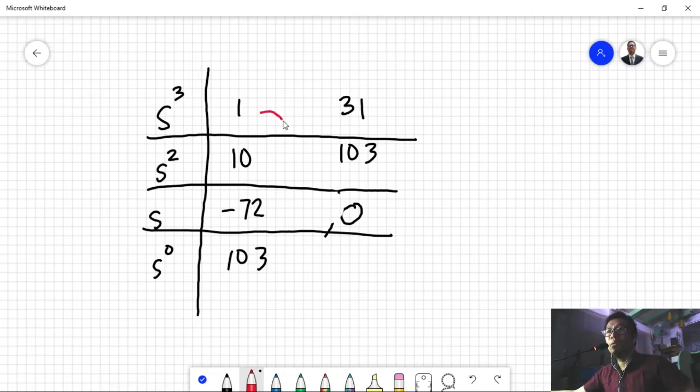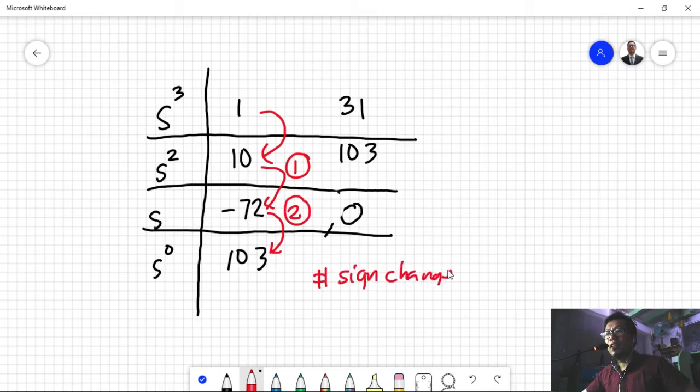So, halimbawa ito, from here to here, positive to positive. So, hindi to bilang. Then, from here to here, positive to negative. So, that's one sign change. Okay? And then, from negative to positive, that's another sign change. Okay? So, the number of sign changes that we have is 2. That also means that the number of poles in the right half plane for this system is actually 2.